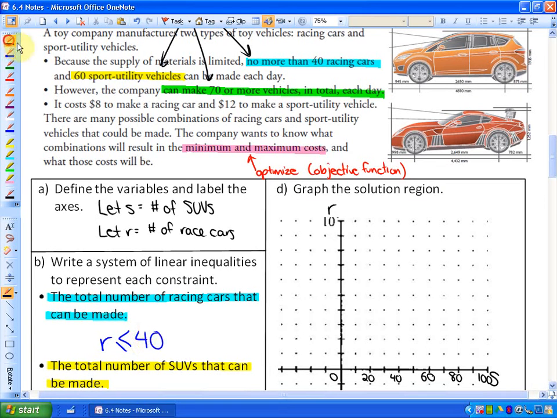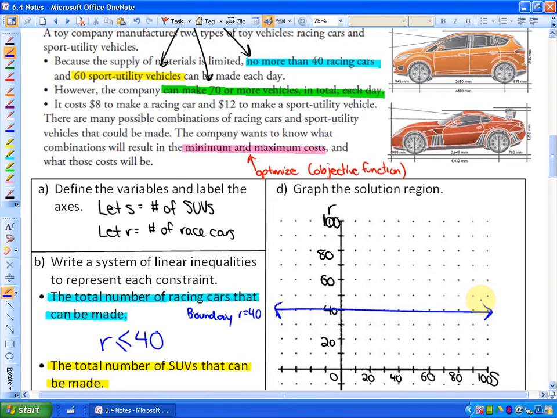So what I've done here is just because of the numbers that are given to us, I'm going to go up by tens because some of the numbers are like 70 and 40 and 60. So that's what I've decided to go up by on my axes. One way to do it is to use this constraint here, or to ask yourself, either way, what does the boundary R equals 40 look like? And that would be a horizontal line through the racing car axis. That's going to be a solid line. That's R equals 40.